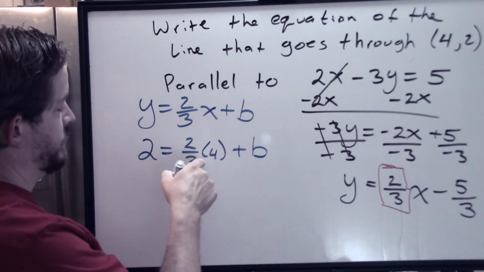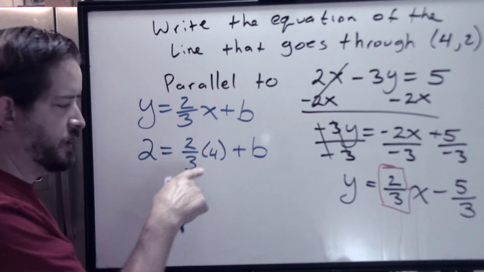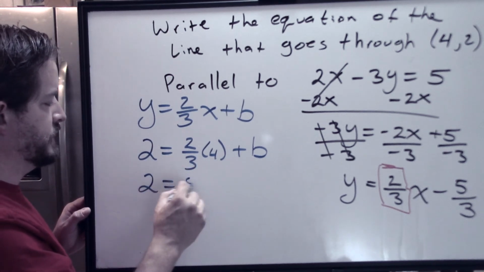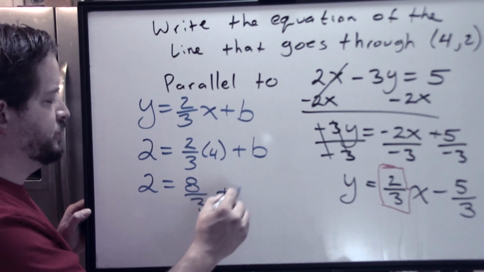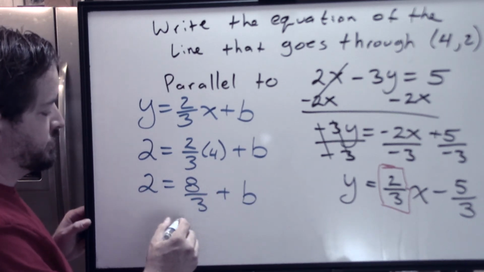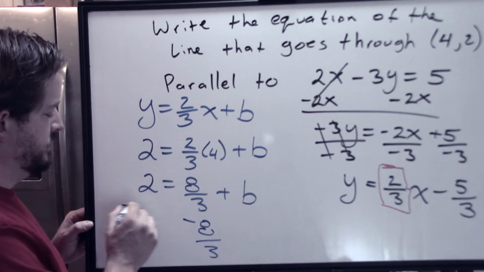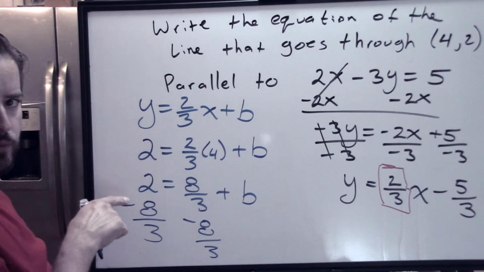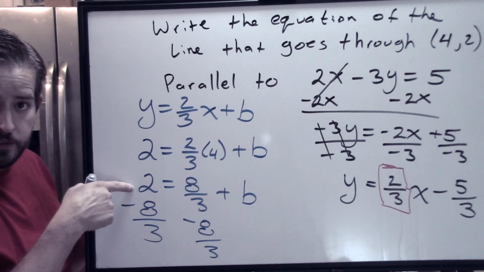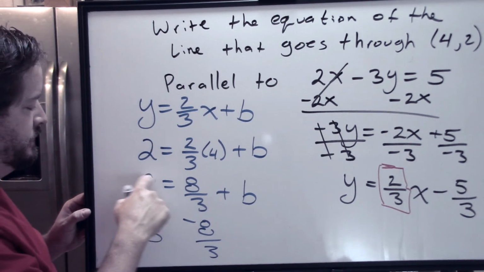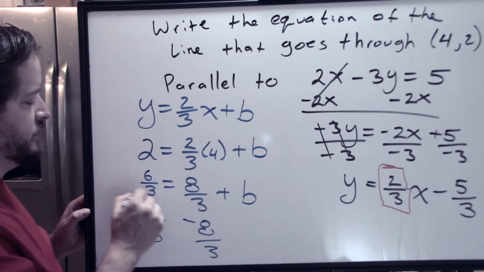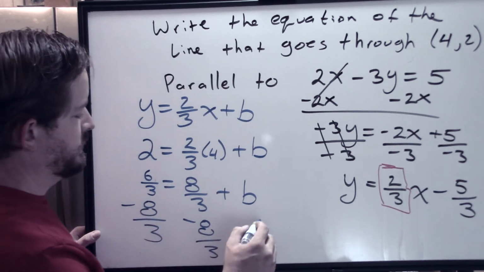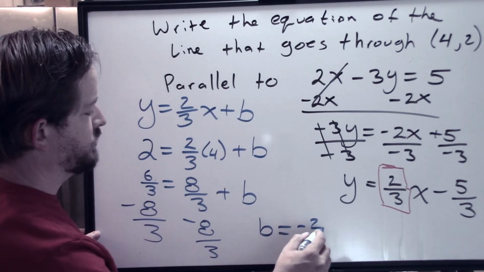So then, there's not a whole lot of simplification here. I can't simplify the 4 with the 3, so that just becomes 8/3. So 2 equals 8/3 plus b. And so I'll subtract 8/3 from both sides. I'm kind of running out of room here, but I'm going to change this 2 right here. It's still a 2, but I want it to be 6/3, because 6/3 is also 2. And if I take 6/3 minus 8/3, I get negative 2/3. So I get b equals negative 2/3.